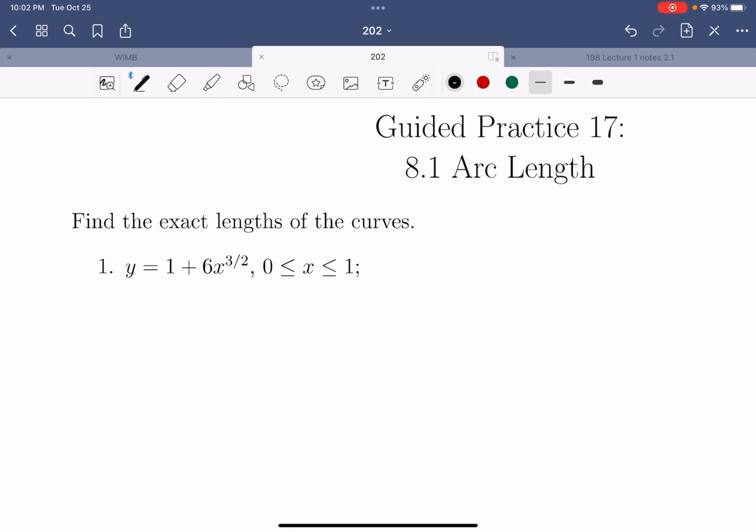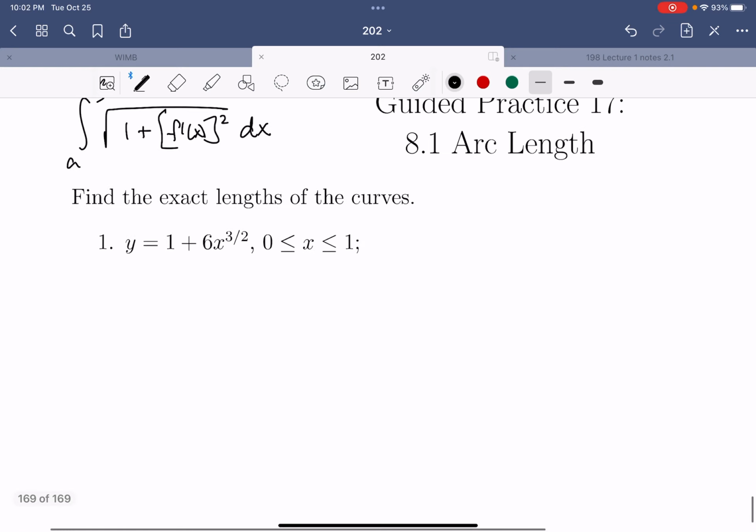We're talking about arc length again from section 8.1. Remember that your formula for arc length is the integral from a to b of the square root of 1 plus f prime of x squared dx. So we're going to be setting that up here.